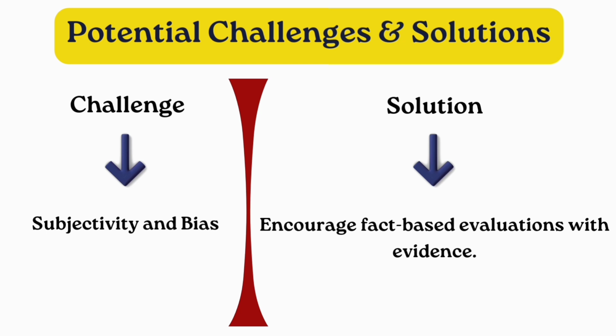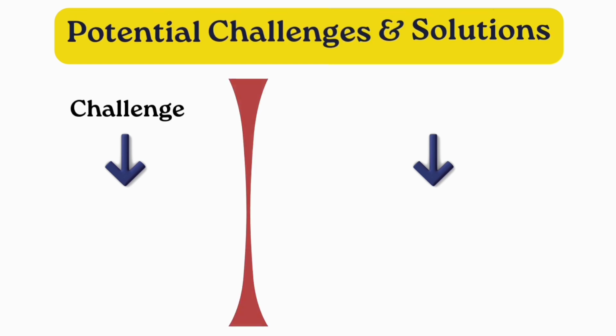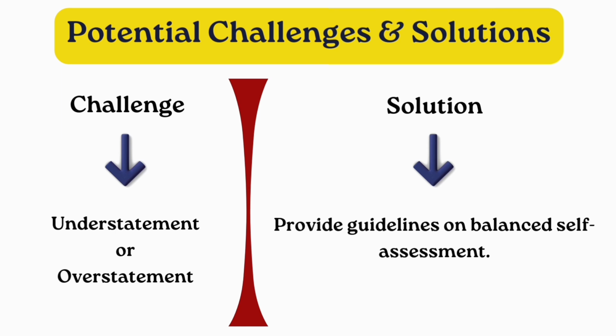If you are saying that you have improved, or exceeded the targets, then where is the proof? You need to tell the percentage, and that percentage will be approximate, and that will be visible. Next is understatement or overstatement. Here you have to provide guidelines on balanced self assessment.